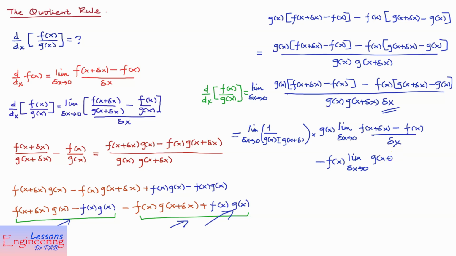g of x plus sigma x minus g of x, over, now as we have said, sigma x can divide both sides, so over sigma x.